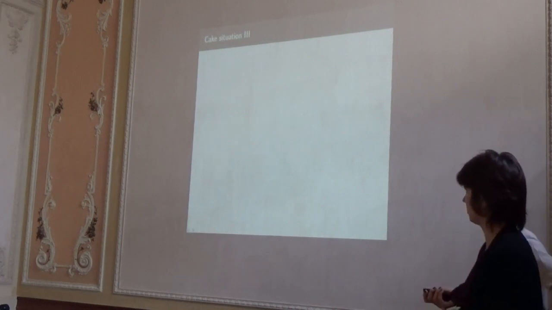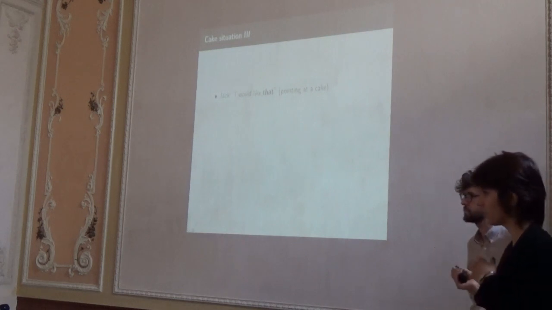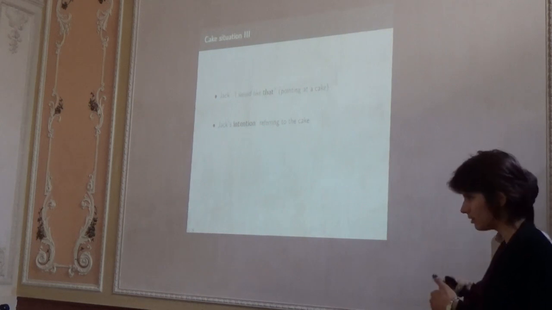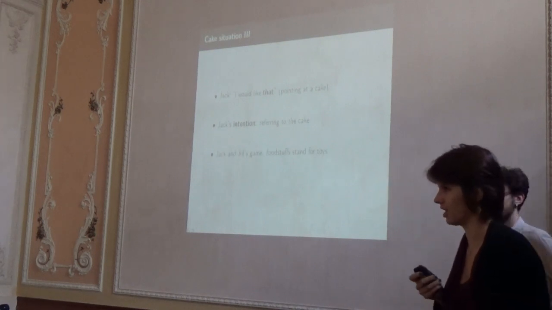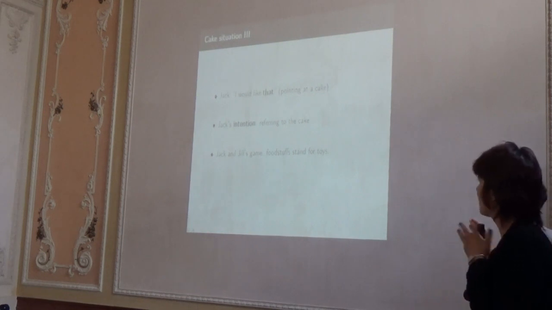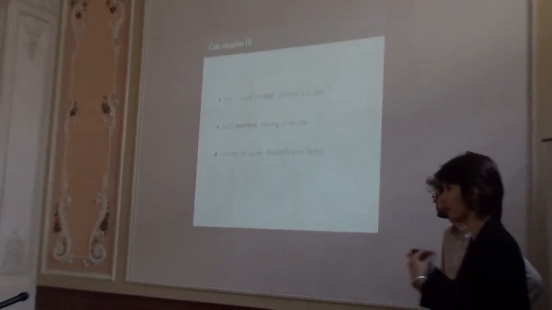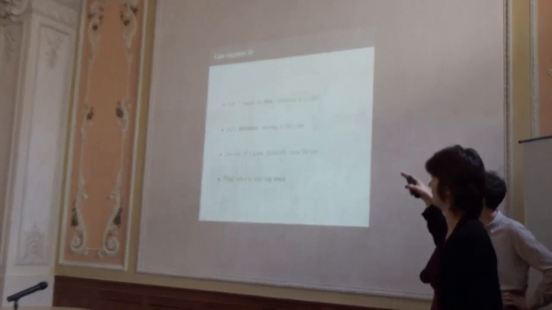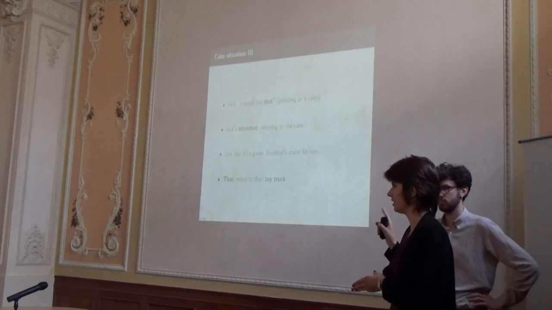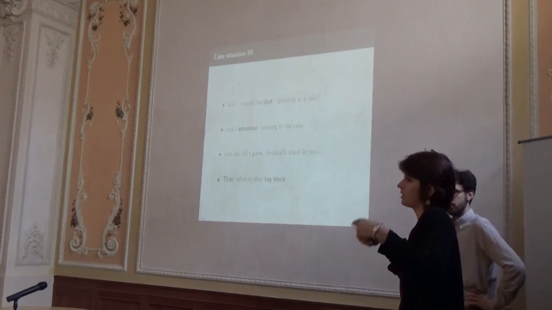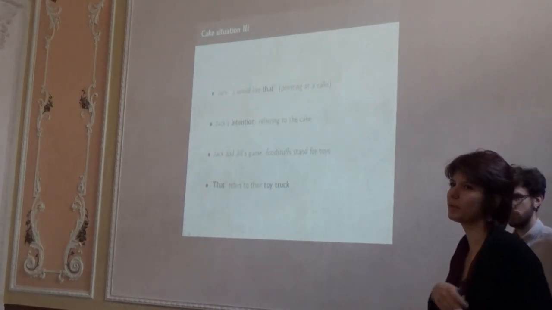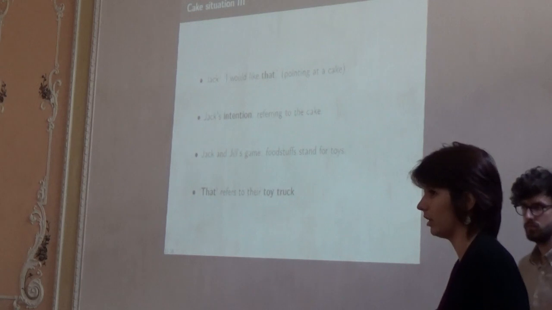And then let's consider a third case in which we have the same utterance but a different intention. Jack would like to refer to the cake, but there is the game as in the first case. And in this case, it seems that given that Jack and Jill have this game, when Jack points at the cake, the game plays some role, so that even though Jack's intention is to refer to the cake, "that" refers to the toy truck. So these two examples are examples in which there is a mismatch between the speaker intention and the reference of the demonstrative.